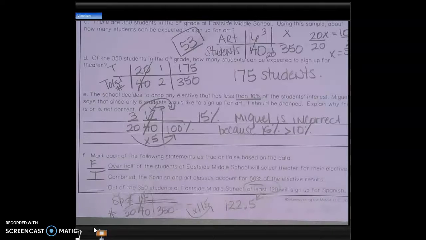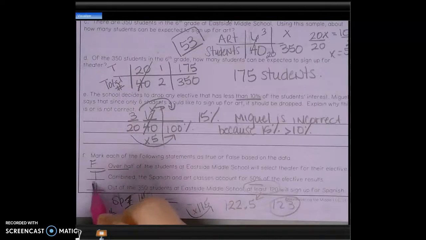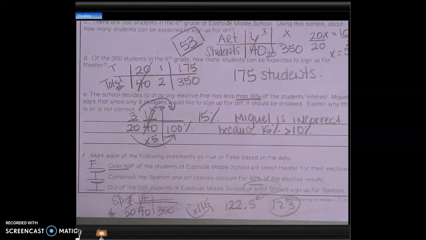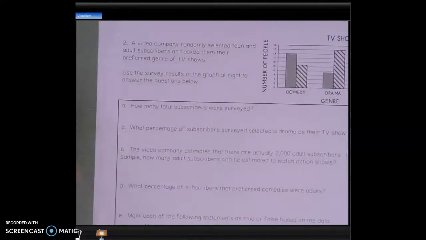Well, our problem says at least 120 will sign up for Spanish, and this is going to tell us about 123 it does. So that is also true. Okay, let's put it on the back side where we're going to continue doing some examples.